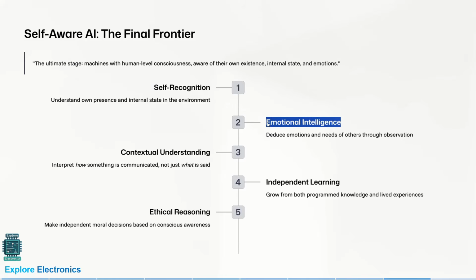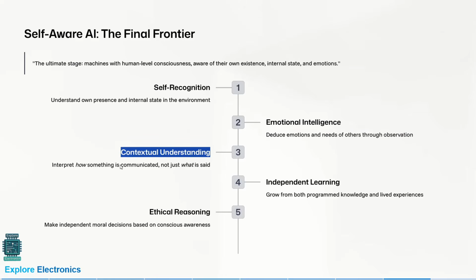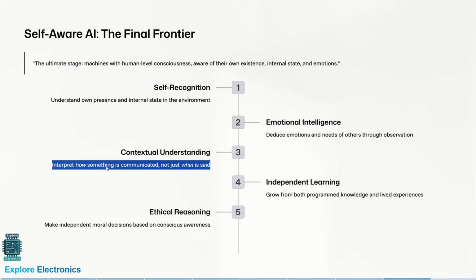And emotional intelligence is one of the very important parameters that self-aware AI can have. It deduces emotions and needs of others through observation. It will observe and capture what the other person is thinking and what their emotions are. And contextual understanding. It interprets how something is to be communicated and not just what is said. Means the communication from one person to another is very important for better communication. So self-aware AI can do that, not only by saying the words, but by understanding how it actually needs to be communicated. Then independent learning.